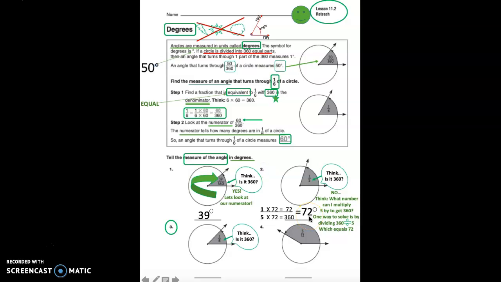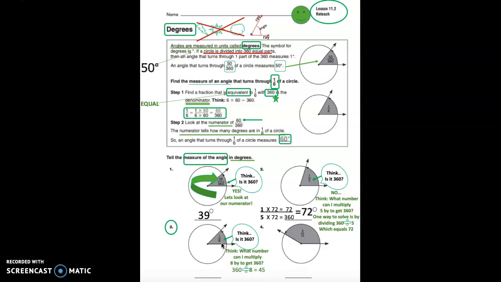Let's take a look at number 3. The same thing applies. Think, is my denominator 360? Unfortunately, it's not. So I need to think, what number can I multiply 8 by to get 360? And I did my division. 360 divided by 8 equals 45. So I know I can multiply 8 by 45 to get 360.